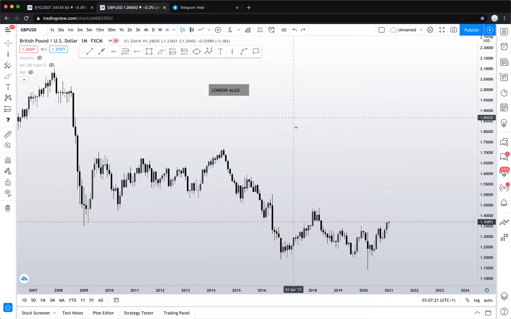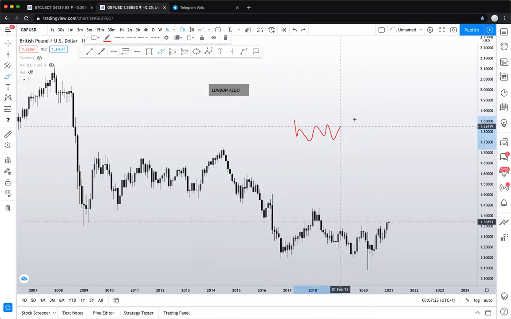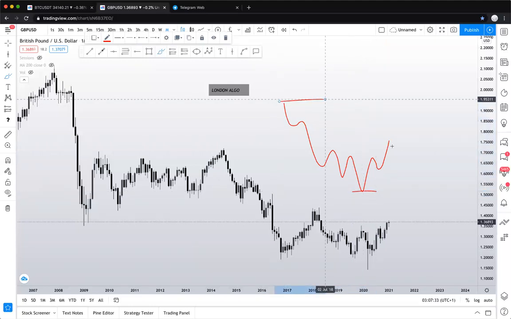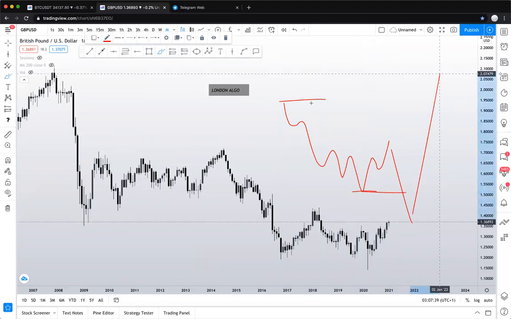Now, sometimes price might not only consolidate on the Asian session. Sometimes price might trend down and create the lows and the high of the Asian session, then spike down to take out the Asian lows and reverse back to take out the Asian highs.